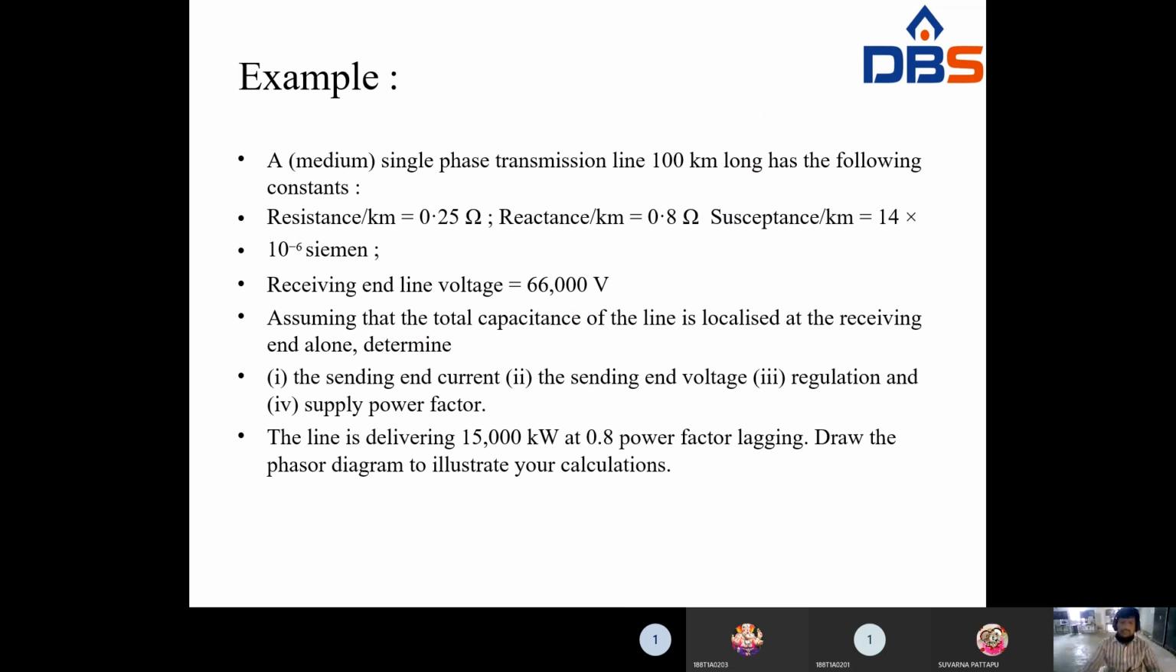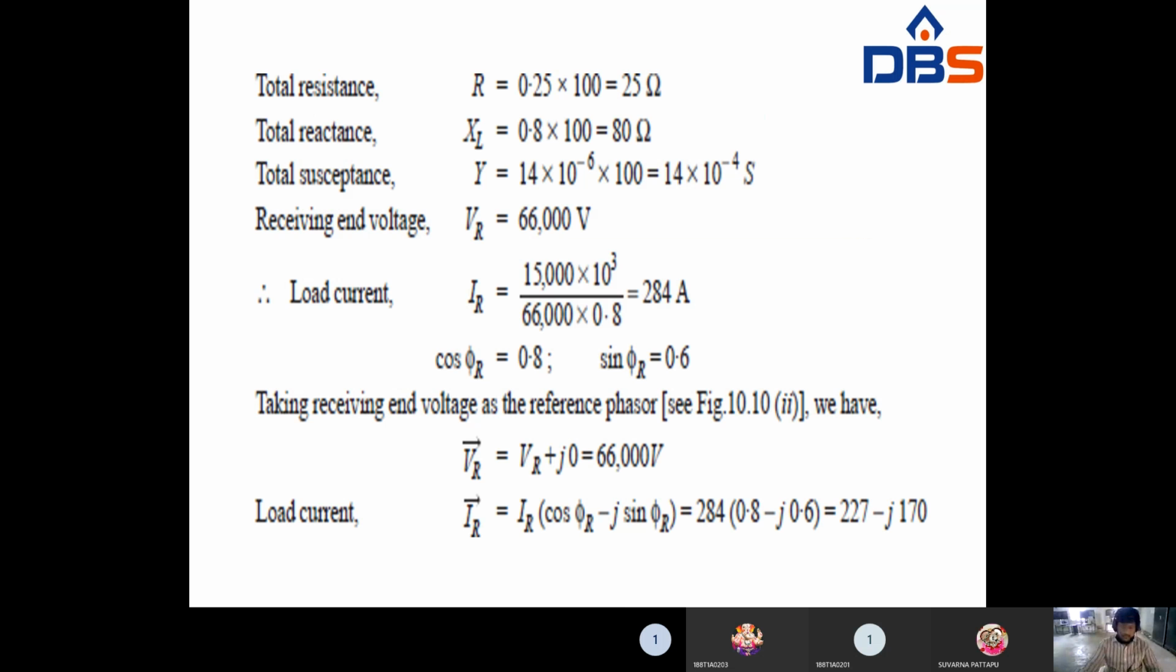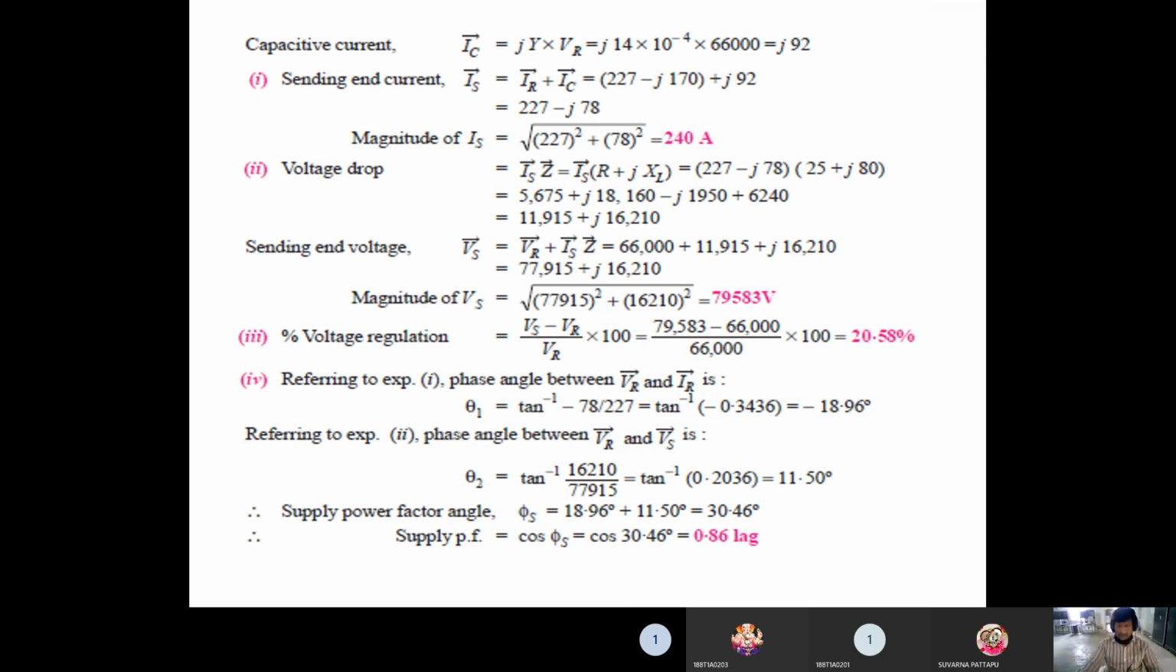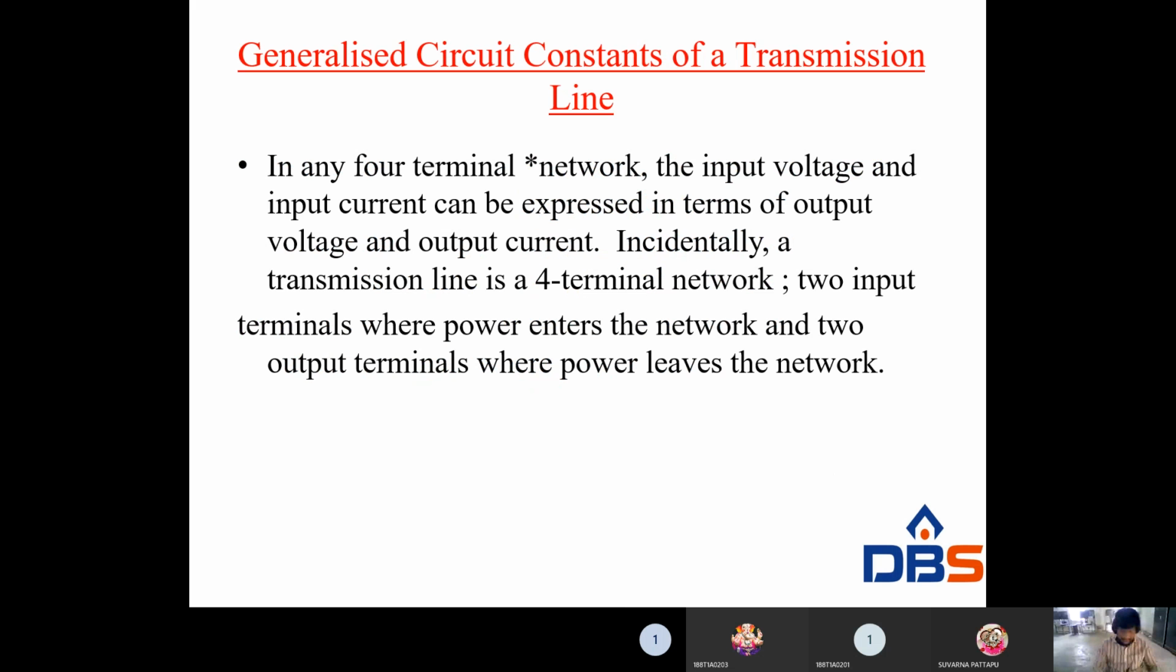So we already discussed the problems also, right? For long transmission line, short transmission lines, and also the end condenser method, all these things, right? Now we go for the generalized circuit constants, right? That means we have to determine the ABCD parameters for short transmission line, medium transmission line, and long transmission line.